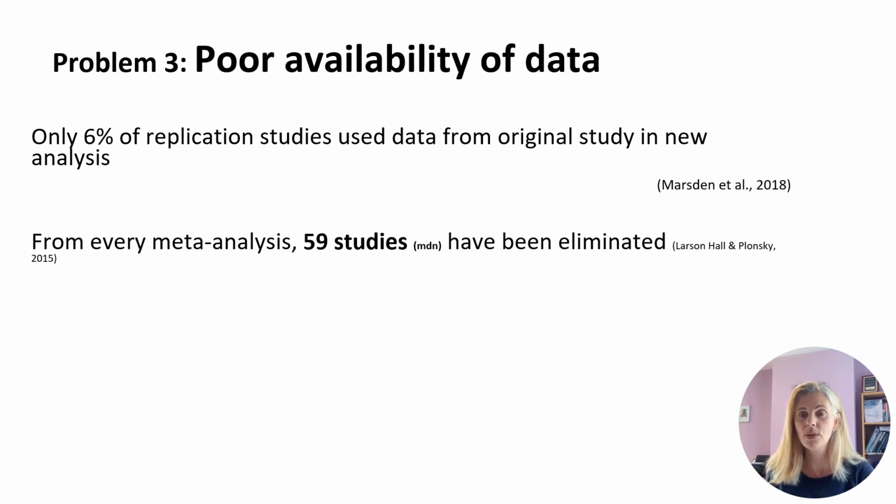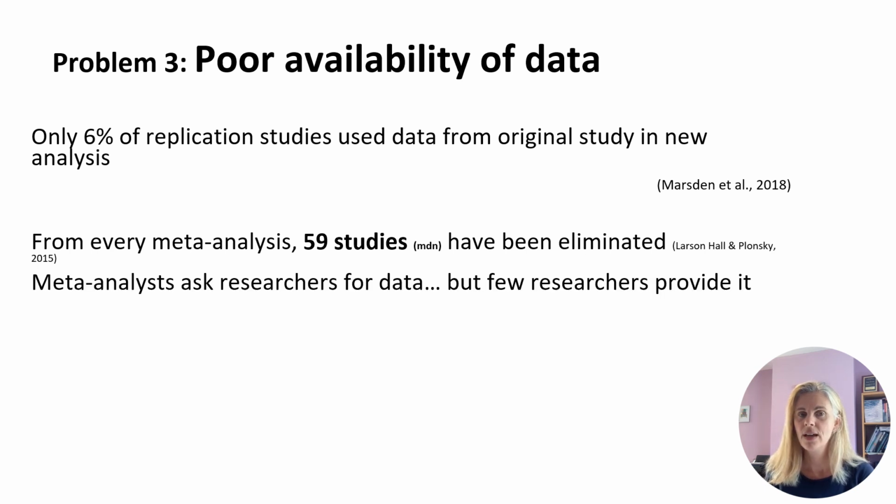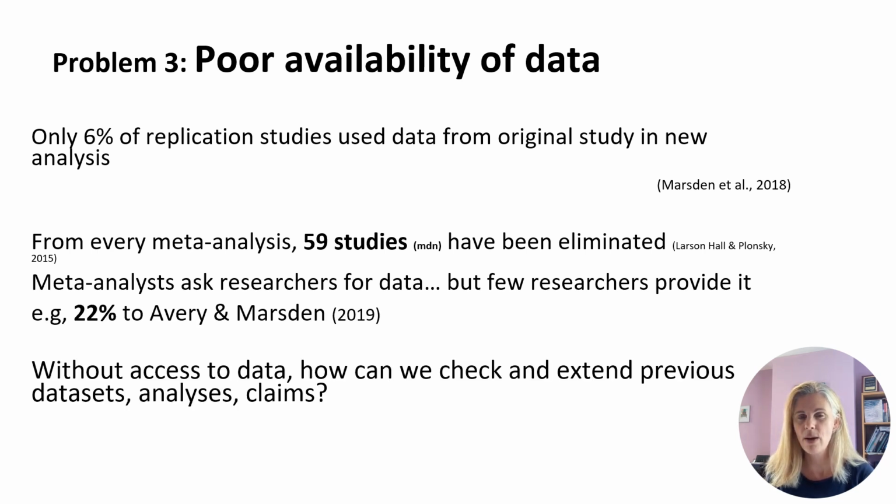Meta-analysts spend some time trying to contact the authors of studies asking for the data because they need the standard deviations or the sample size or something about the data that isn't available in the article. But few researchers respond to those requests. We found that about 22% responded to our requests. So, without access to this data, how can we check and extend previous data sets, analyses, and claims?